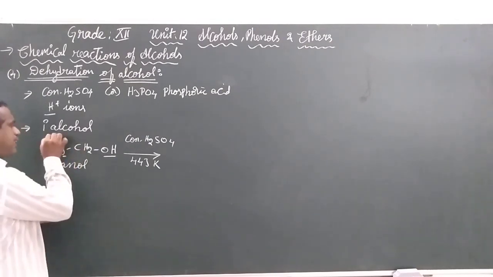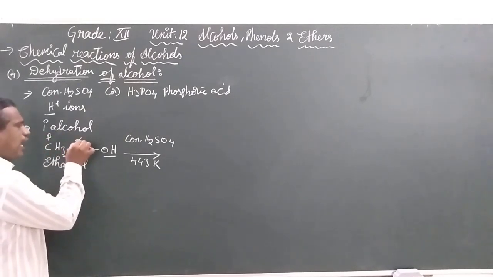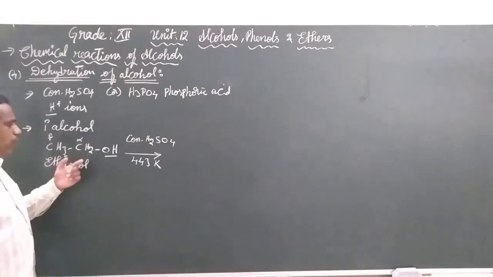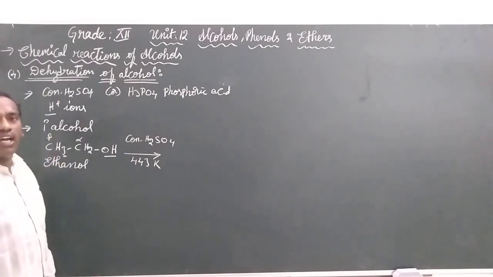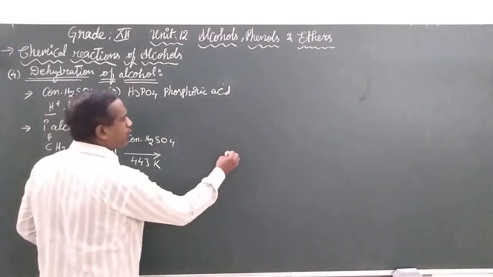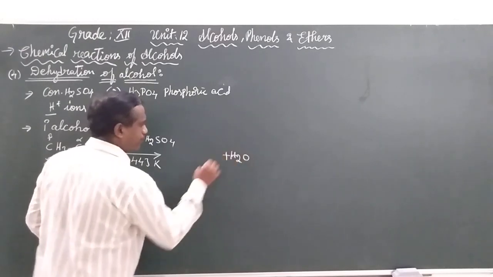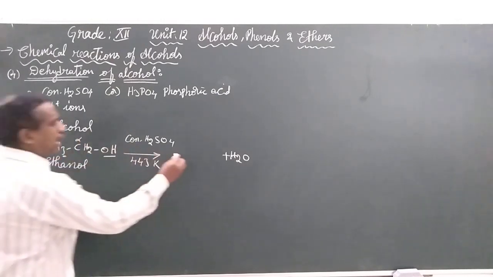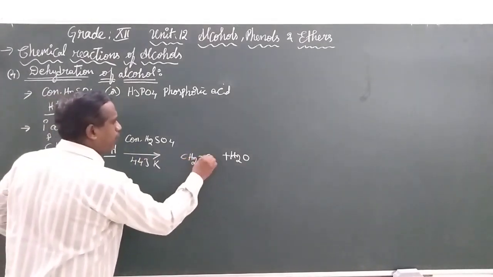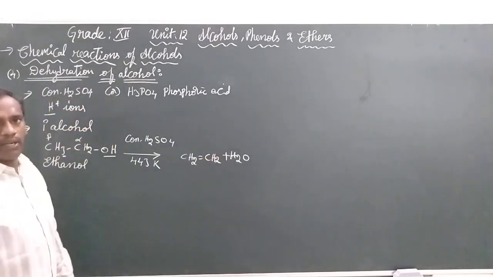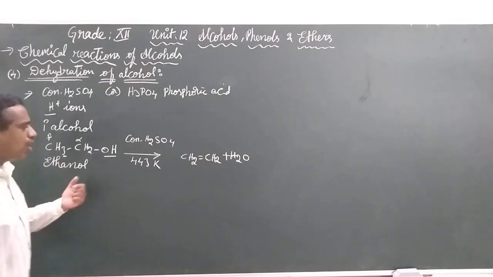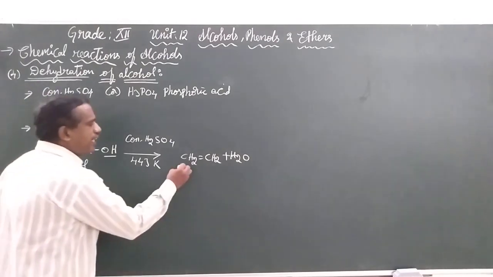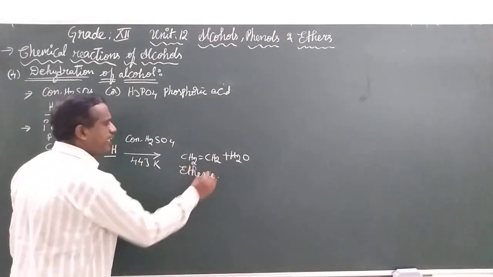At this temperature, the OH of the CH2 bonded carbon and one hydrogen from the beta carbon, this we can call alpha carbon and beta carbon, the OH will be eliminated along with the hydrogen of the beta carbon by the formation of a molecule of water. The remaining carbons each have an electron, resulting in a double bond between carbon and carbon. Means ethanol on dehydration in the presence of sulfuric acid forms ethene.